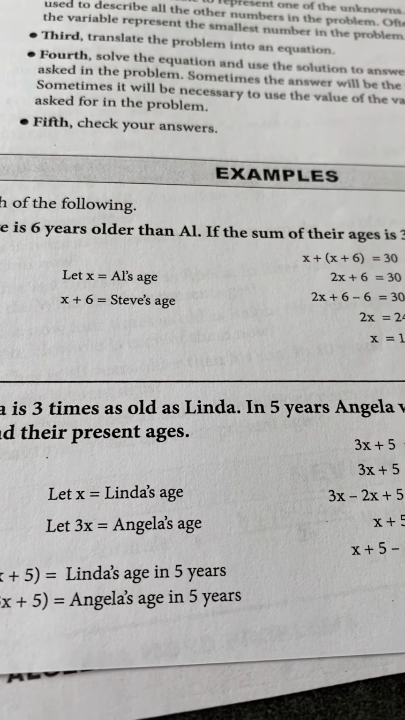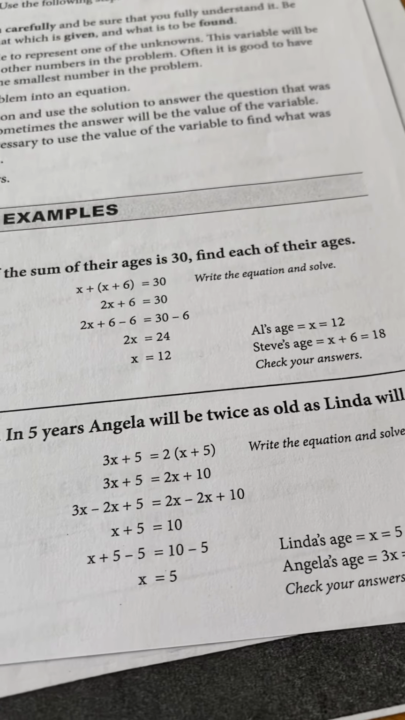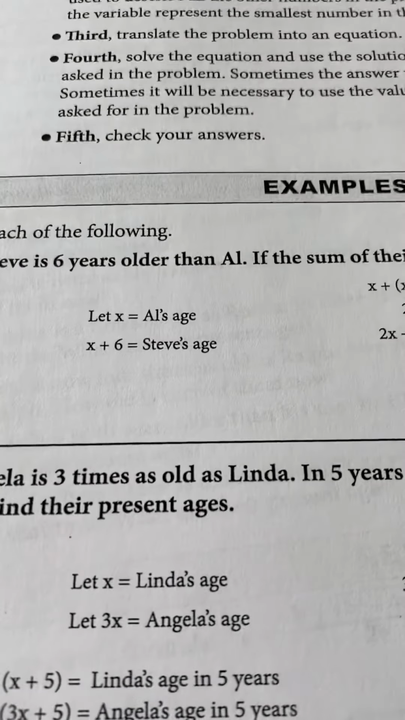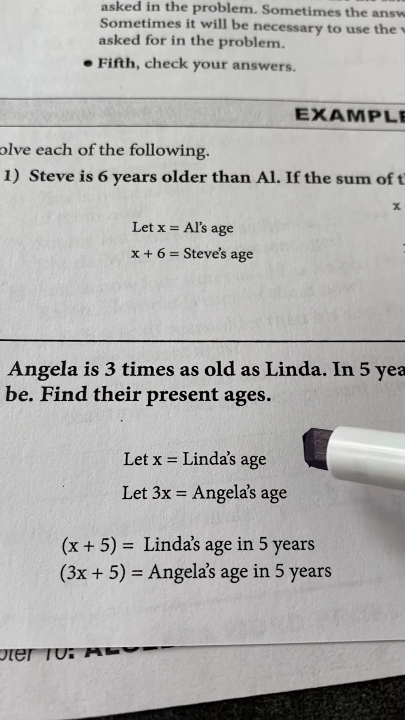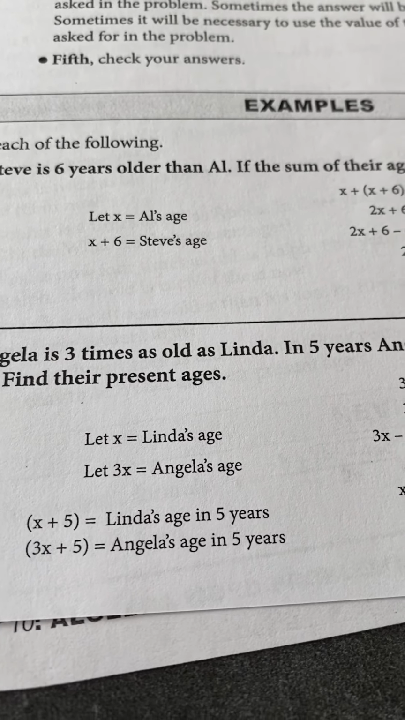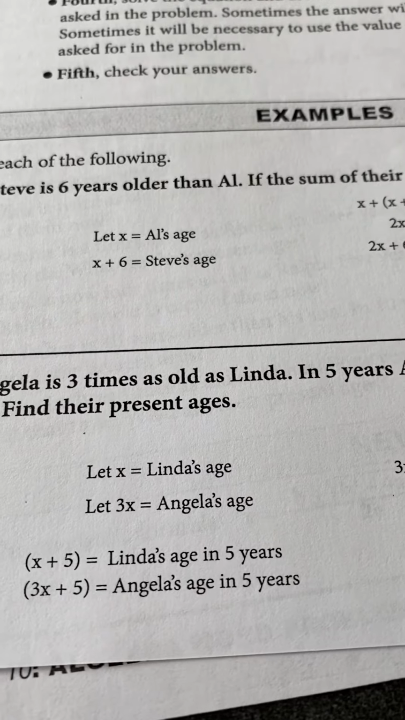Angela is 3 times as old as Linda. In 5 years, Angela will be twice as old as Linda will be. Find their present ages. So these are important. Let X equal Linda's age and let 3X equal Angela's age. We do that because Angela is 3 times as old as Linda, okay? So X equals Linda's age.